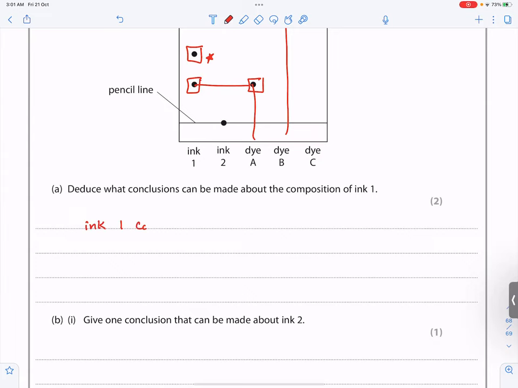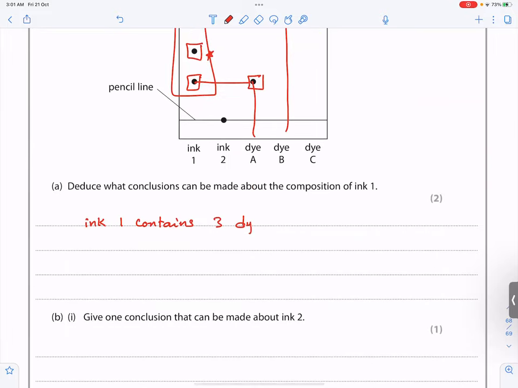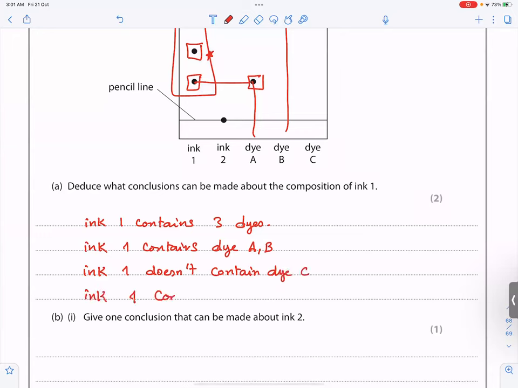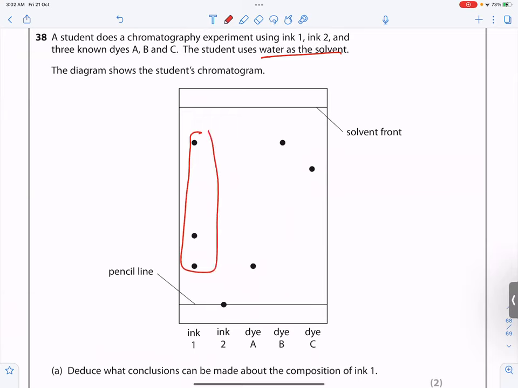يبقى هنا ink 1 contains three dyes. اول حاجه دول ثلاثه perpendicular هم على بعض ثلاثه vertical يبقى 3 dyes. ink 1 contains dyes اللي هو dye A و B. ink 1 doesn't contain dye C. وفي نفس الوقت ink 1 contains unknown dye. يبقى أنا عندي ثلاثة dyes، في منهم واحدة موجودة في الـ A وواحدة موجودة في الـ B. يبقى كده ink one contains dye A و dye B، لكن dye C لأ عشان مش matching مع أي spot من الـ ink one، وفي نفس الوقت في one of the dyes is unknown.